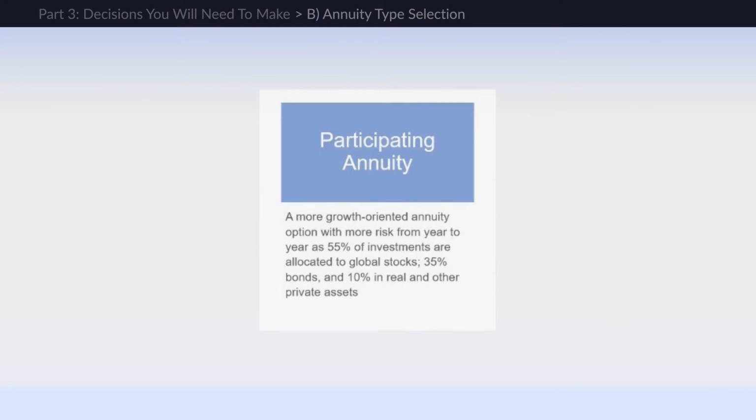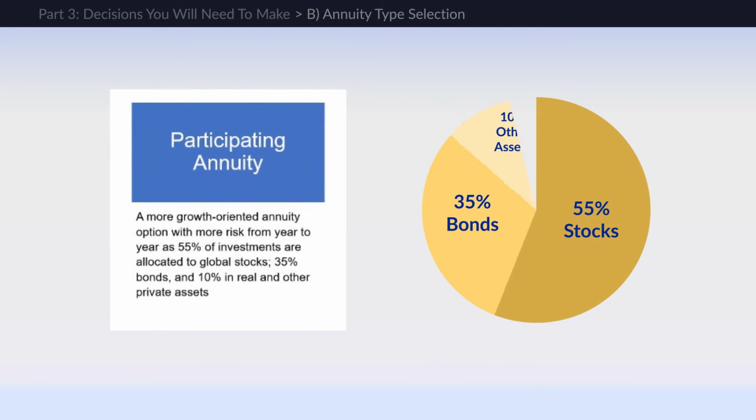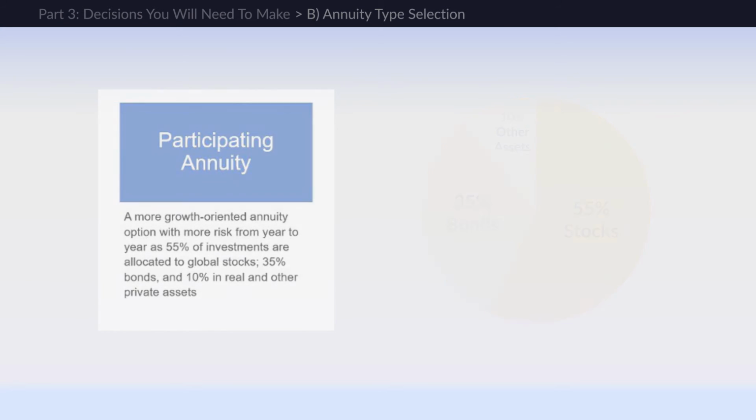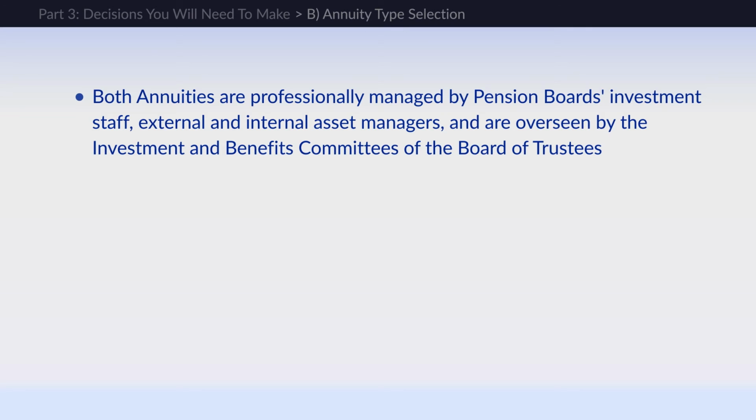The participating annuity is the more growth-oriented lifetime retirement income option, where investment allocations consist of global stocks, bonds, and other private assets, creating more opportunity for growth of future lifetime retirement income, but it can vary. Both annuities are professionally managed by pension boards' investment staff, external and internal asset managers, and are overseen by the investment and benefit committees of the Board of Trustees.